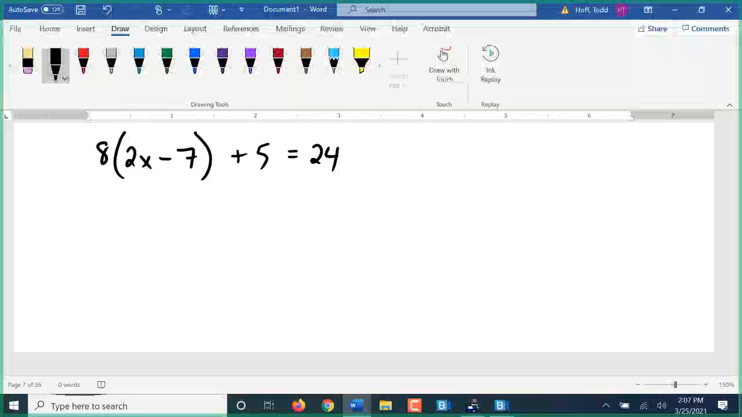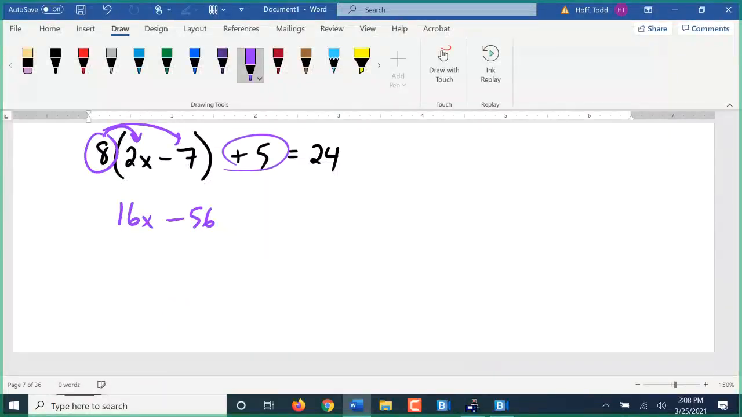So here again, combine whatever we can combine on each side. Here we have parentheses on the left side. That means there's something we can do there in most cases. Nothing to do inside the parentheses. So we're going to multiply by the 8. 8 times 2x is 16x. 8 times negative 7 is a negative 56.